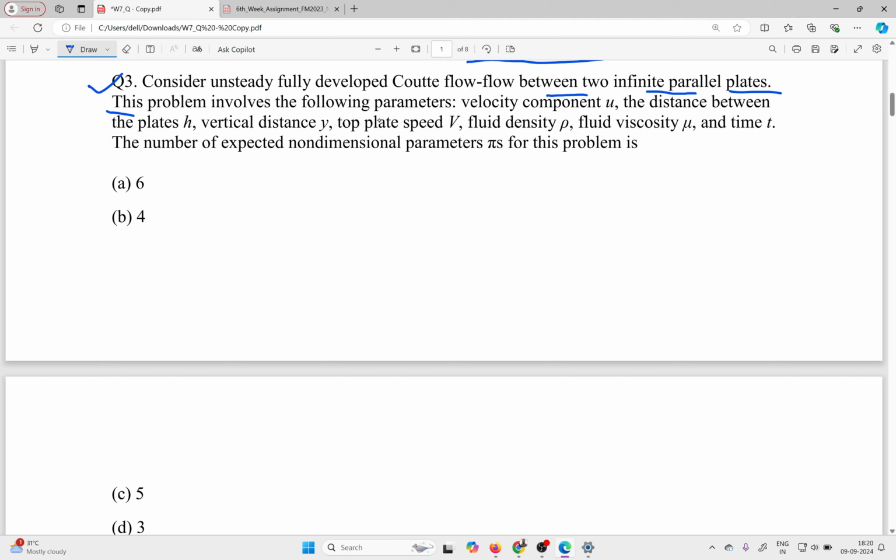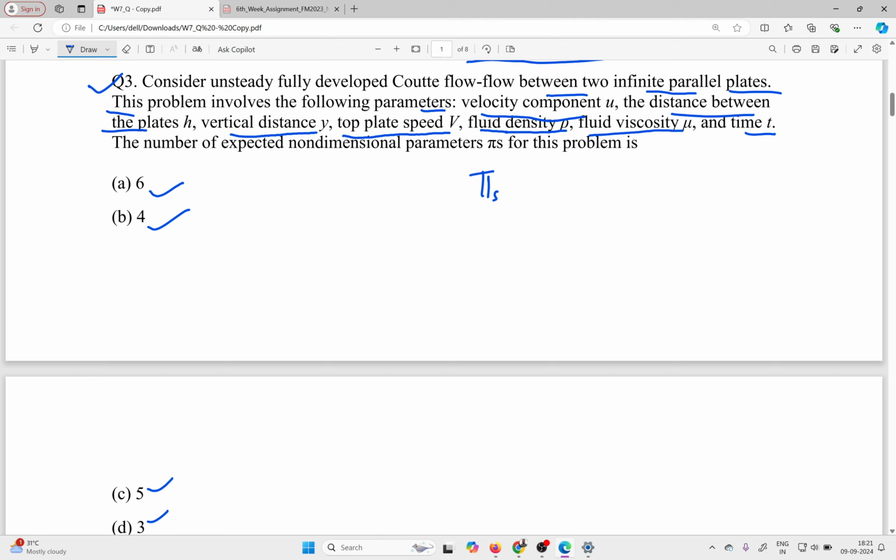This problem involves the following parameters: velocity component, distance between plates, vertical distance y, top plate speed V, fluid density rho, fluid viscosity mu, and time t. The number of expected non-dimensional parameters, that is pi's, for this problem: whether it will be 6, 4, 5, or 3.